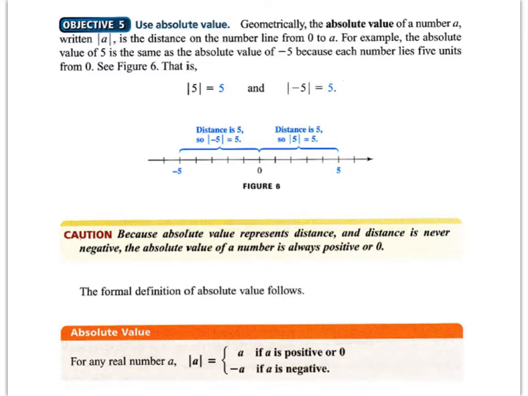But again, absolute value, some people think it just kind of makes the number positive, and that's a simplistic idea of what it does, though it's pretty accurate. You just have to be careful sometimes thinking of it that way.